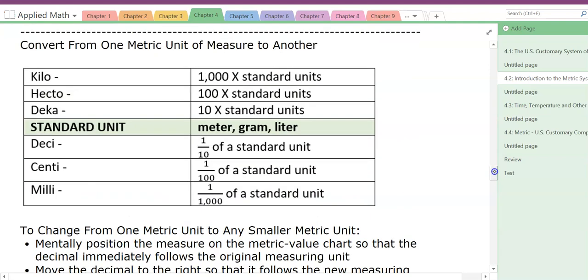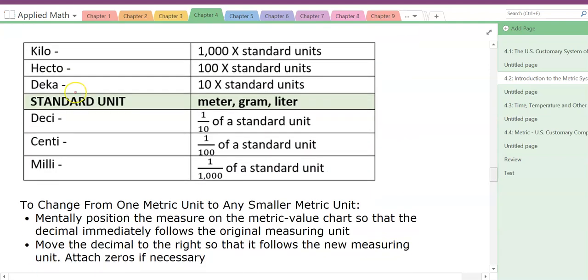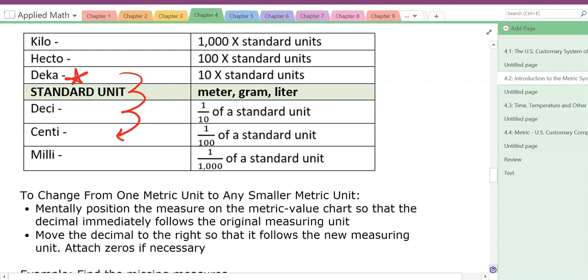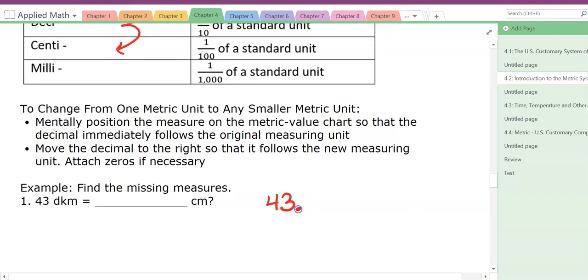So I'm going to come up here for a second so you guys can see this chart. Right now, I'm at decagrams. I'm trying to get to centimeters. So I'm going to go down 1, 2, 3 to get there. That means I need to move my decimal to the right 3 times and attach zeros. My decimal right here is after the 3. So I have to go to the right 1, 2, 3 and attach zeros to it. So my answer is going to be 43,000 centimeters.